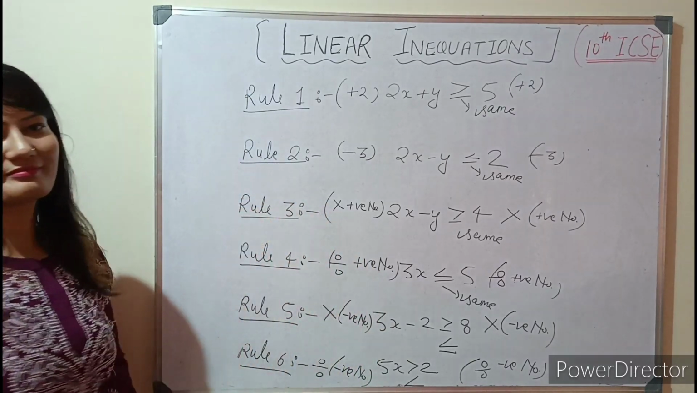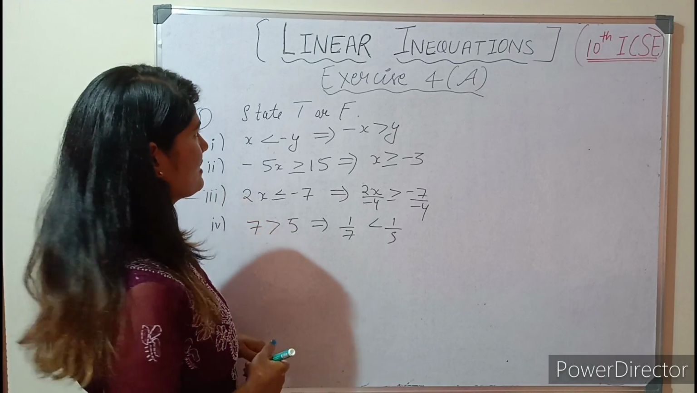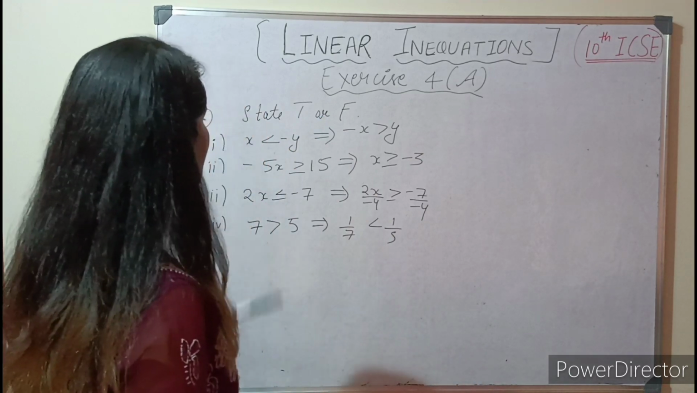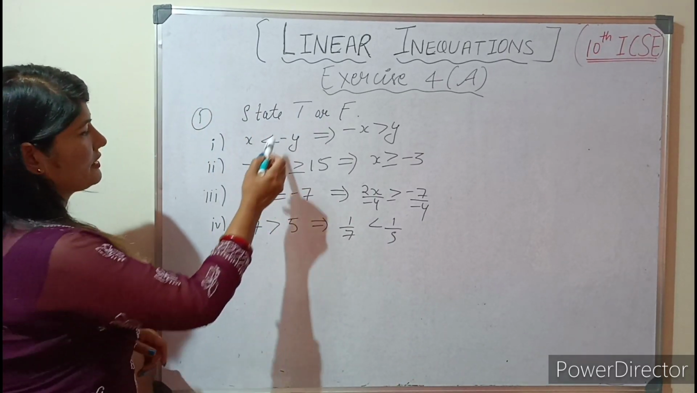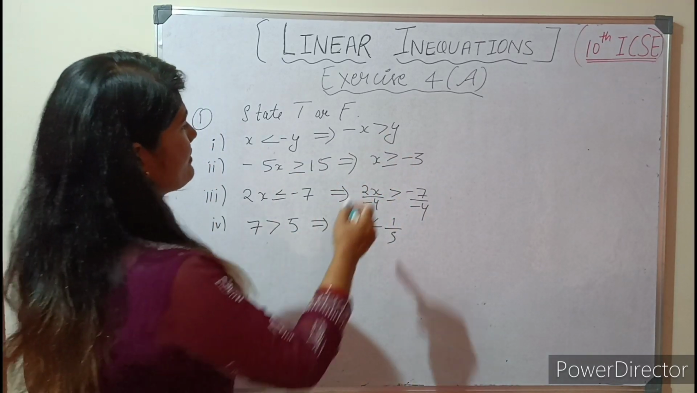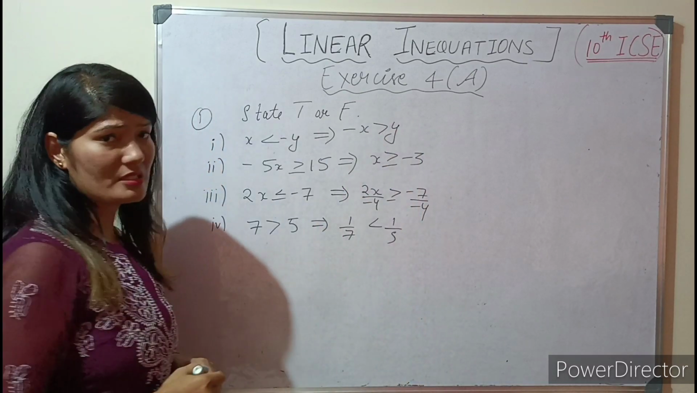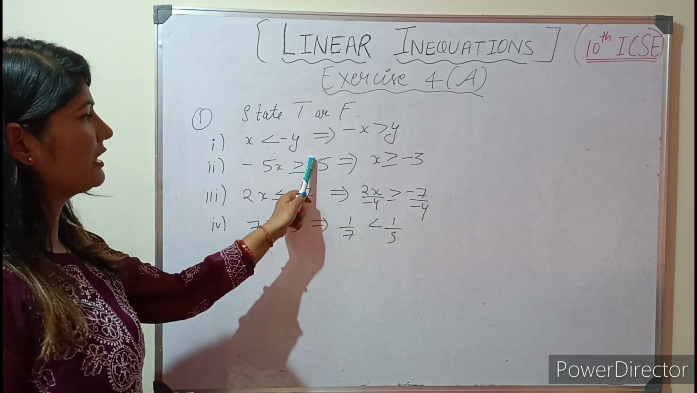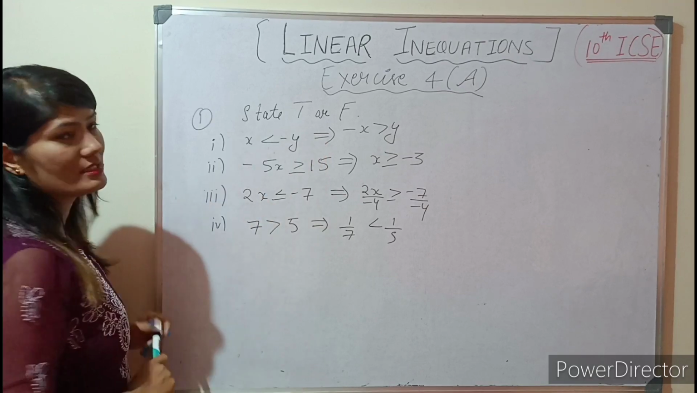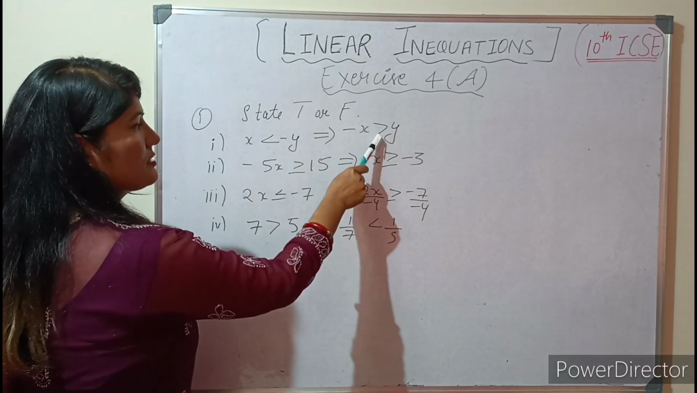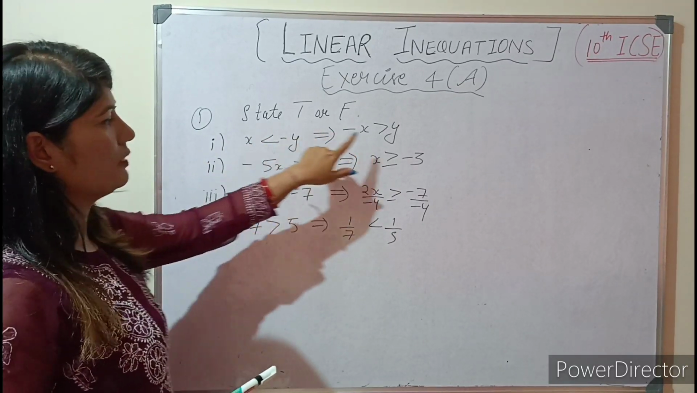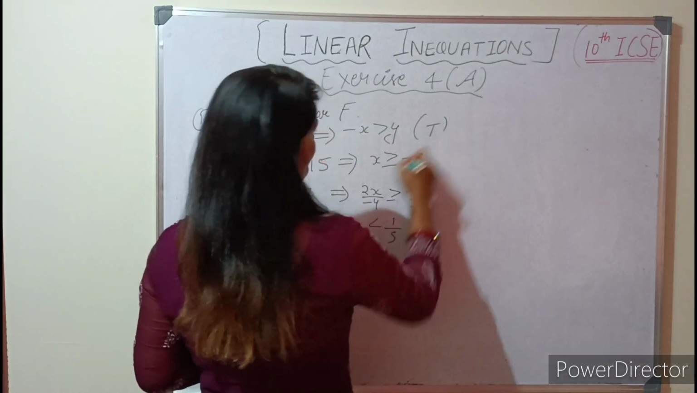So please have a look. Let's start solving the exercise. This is exercise 4A, question number 1. State true or false. You will see here the first part, minus y is greater than x implies minus x is greater than y. In this case, if you see the result, this is minus x. It means we are multiplying by a negative sign. Clear? I told you from the basic rules that if you multiply both the sides by a negative number, the sign will be changed. You can see here the sign got changed, and if you multiply by a negative number, this is minus x and minus minus becomes plus. So hence this statement is true.